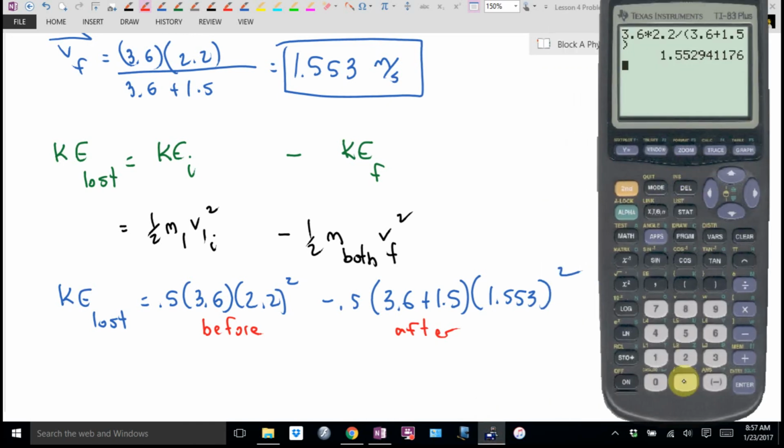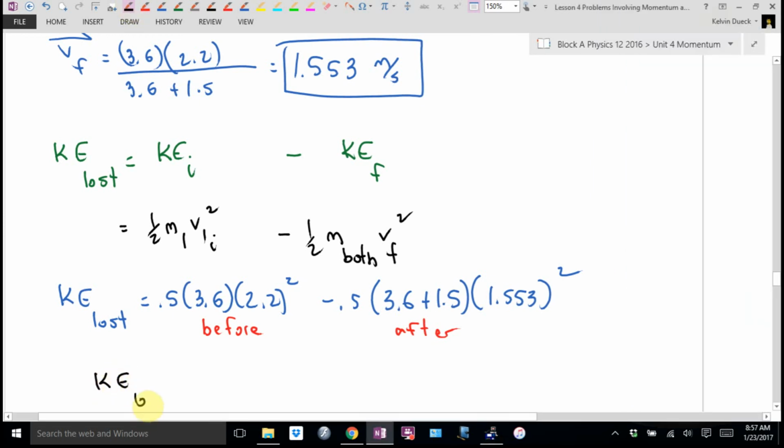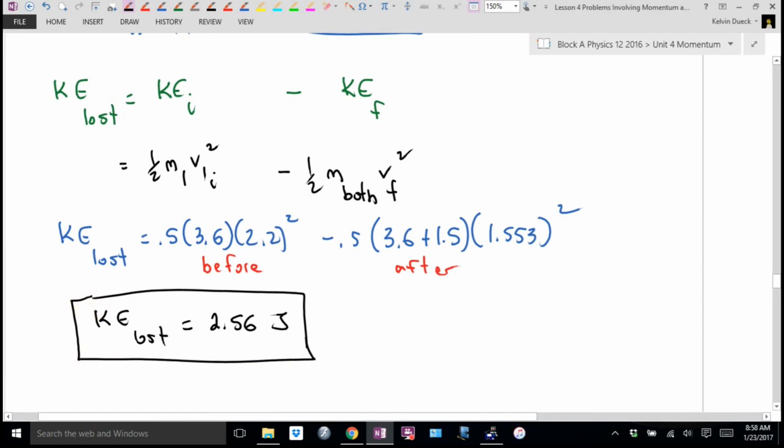Some of you are typing already. Let's see. 0.5 times 3.6 times 2.2 squared minus 0.5 times 3.6 plus 1.5 times my answer button squared. Do you get 2.56 joules? The kinetic energy lost is 2.56 joules. If we had gotten an answer of exactly 0, then we would describe that collision as a perfectly elastic collision.